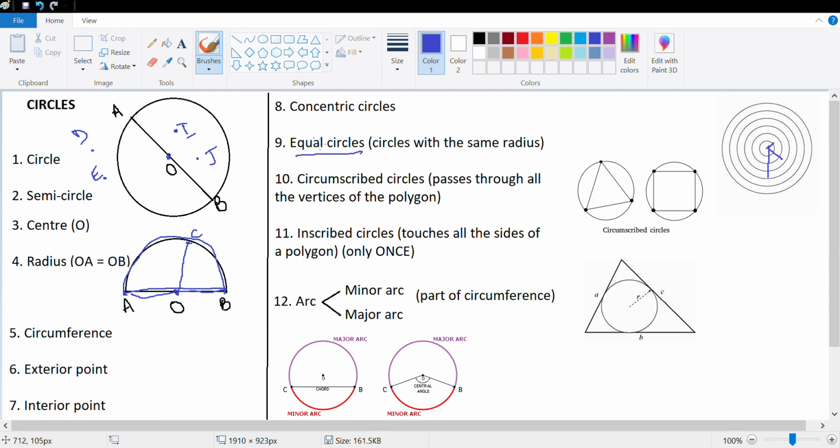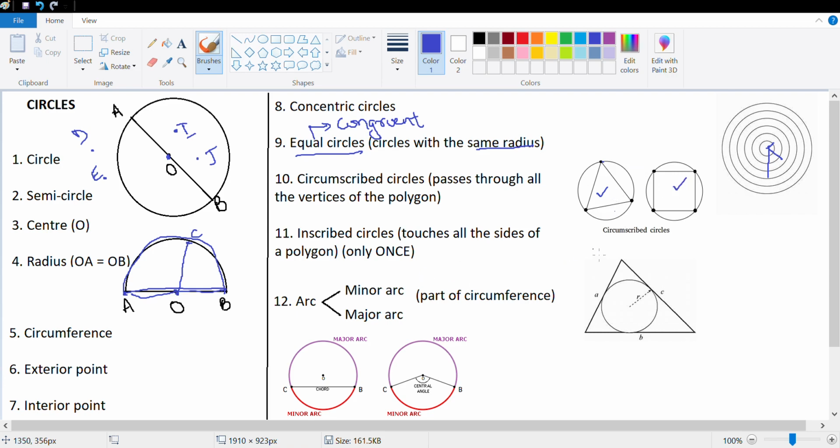Equal circles are circles which have the same radius. They can also be called congruent circles, which means same shape and same size, in this case same radius. Circumscribed circles are circles which pass through all the vertices of a polygon. This is a circumscribed circle for a triangle. This is for a square.